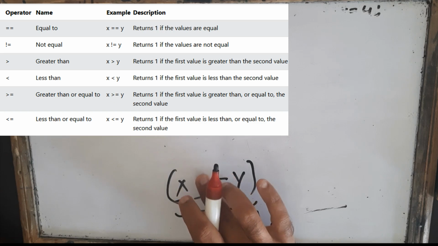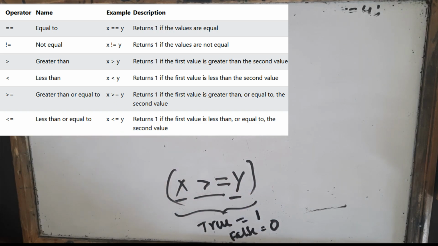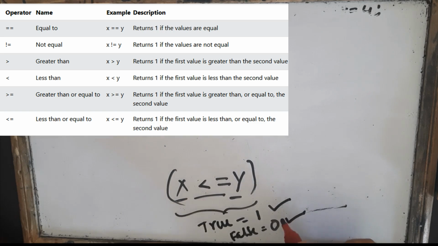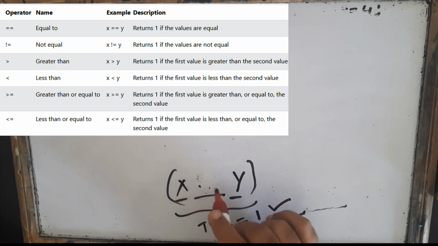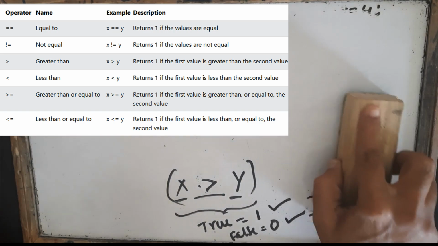So here instead of not equal, you can use greater than. If x is greater than or equal to y, for true it returns 1, false it returns 0. Same for less than or equal to y. Okay, and you can also use if x is less than y, and x is greater than y. In all the cases, if true, it returns 1, false, it returns 0.